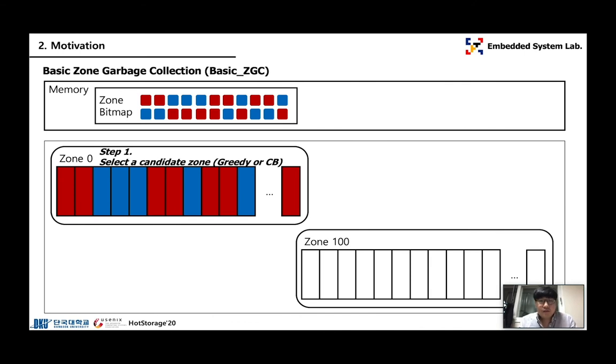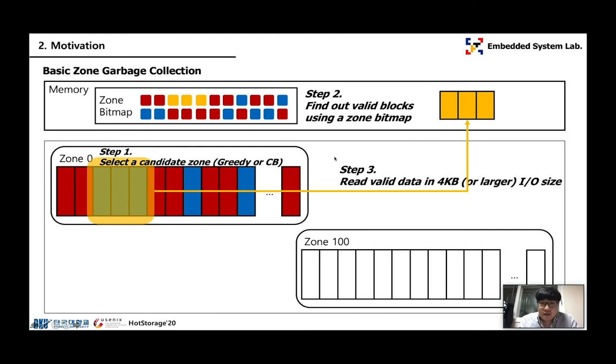Now, let's think about a simple zone garbage collection algorithm. We call it the basic ZGC. It behaves like the segment garbage collection in log-structured file system and consists of 5 steps. In step 1, it selects a zone that is a candidate zone for garbage collection. The selection can be made based on various policies such as greedy and cost benefit. In step 2, the algorithm finds out valid blocks in the selected zone using the zone bitmap.